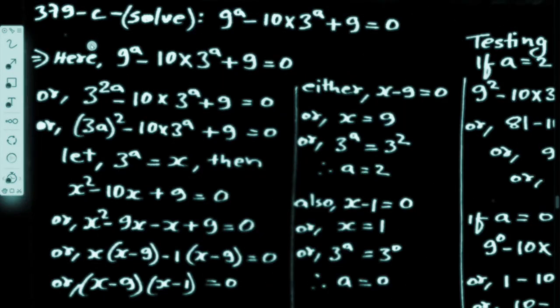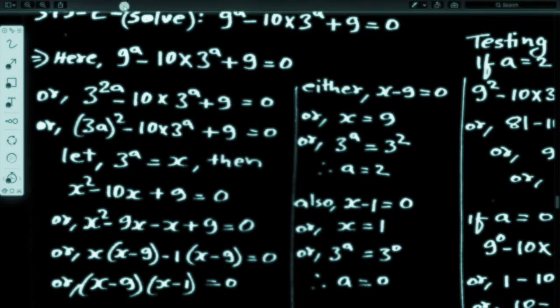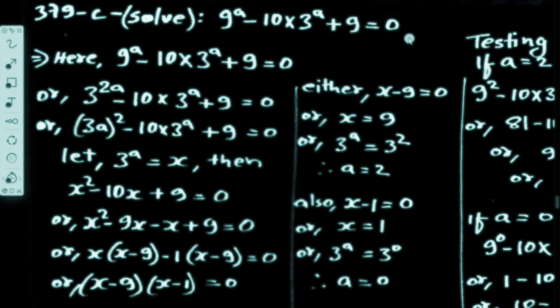Next problem, problem number 379, C. Solve our given equation: 9 power a minus 10 into 3 power a plus 9 equals 0. Here, this is our equation. Equation is 9 power a minus 10 into 3 power a plus 9 equals 0. Here, from this equation, we should get the value of a.